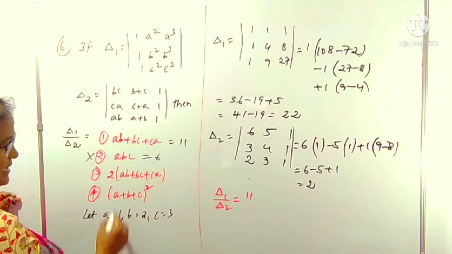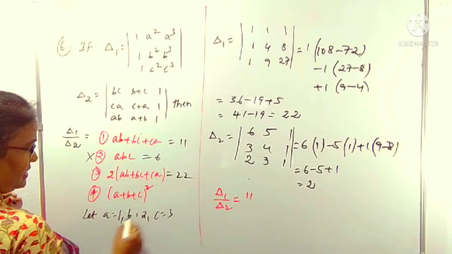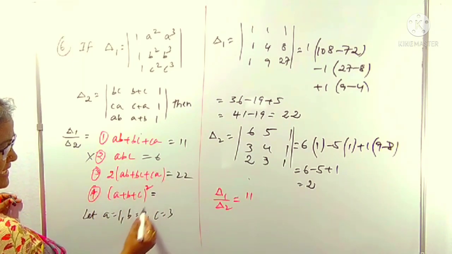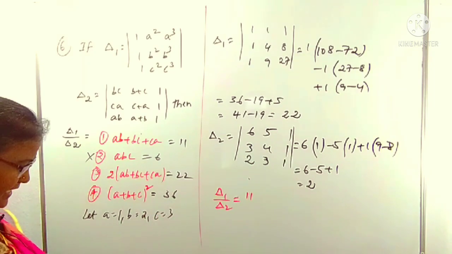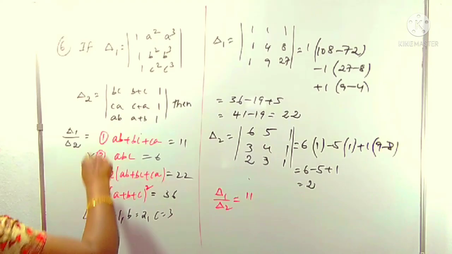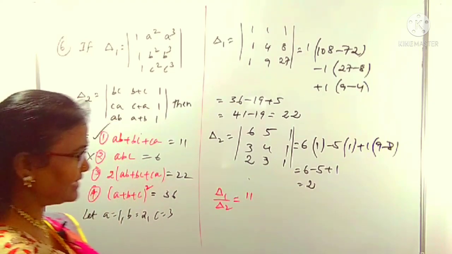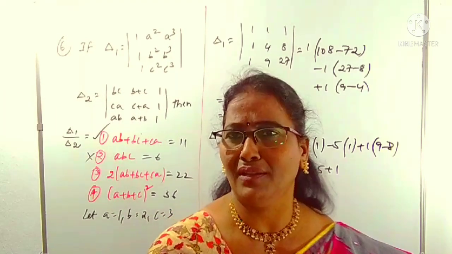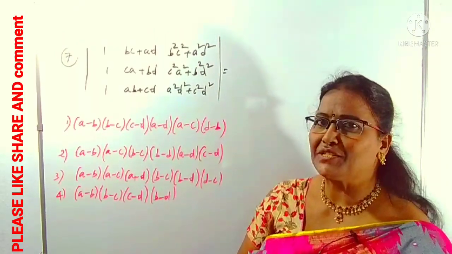It may be, yes. This is 2 11s, 22. This is A plus B plus C means 6 square, 36. Okay, 11 is matched with the option. Yes, 11 value is matched with the first option. Therefore, our required result is option number 1. That's it. Look at this question.